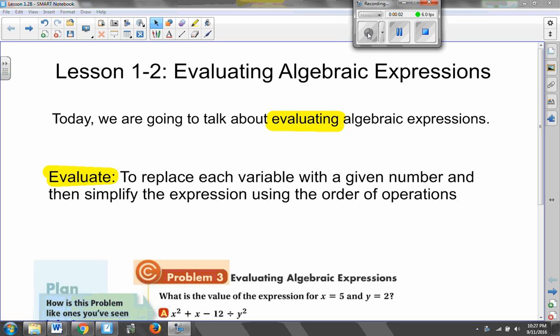All right, Algebra 1A students. Welcome to part 2 of lesson 1-2. Today we are going to be talking about evaluating algebraic expressions.